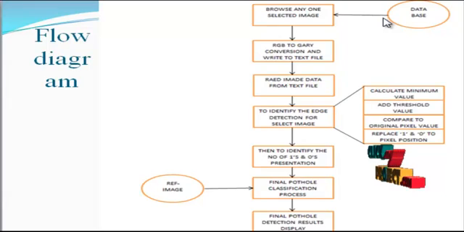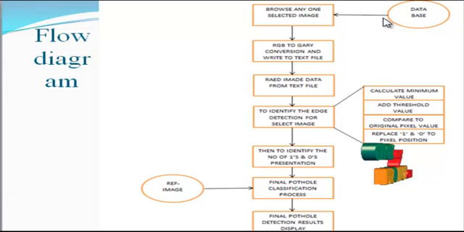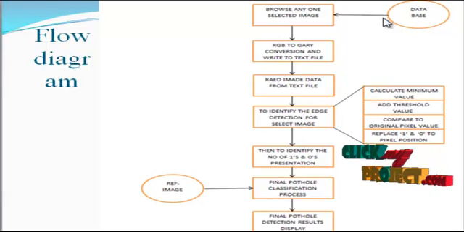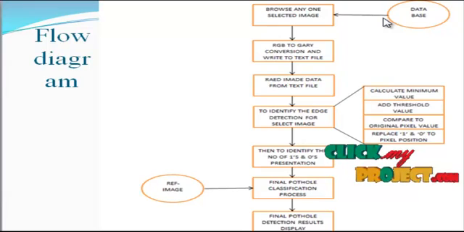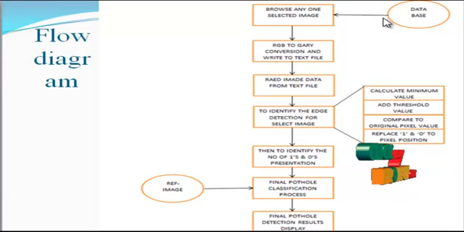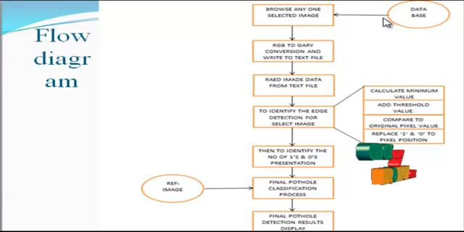Next we see the flow diagram for the product. First we collect the pothole road images and plain road images to collect the data sets, and set the two reference images, one pothole and one plain road reference image, to set the database. Then browse any one of the selected images, then pass it to MATLAB to convert the RGB to gray conversion, then write all the values to a text file, then pass all the text file data to the Xilinx software, then read all the data and pass it to the memory section, then identify the edge detection for the overall selected image.